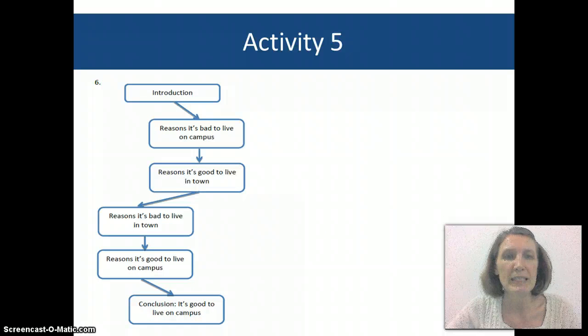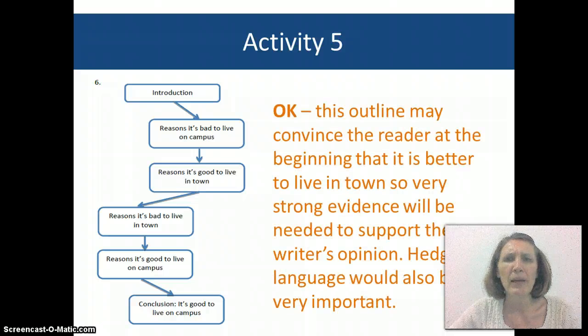Here's one a little bit more detailed. So it's bad to live on campus. It's good to live in town. It's bad to live in town. It's good to live on campus. Okay, but it's a little bit confusing.